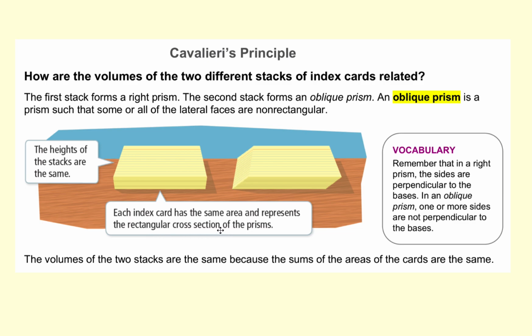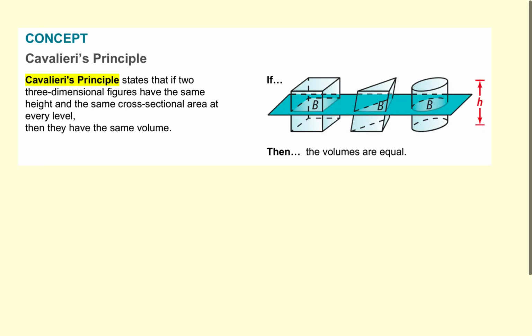If each card, each cross section, has the same area and the heights are the same, then we say the volume of the two stacks are the same because the sum of the areas of the cards are the same. This is called Cavalieri's principle. Again, if two three-dimensional figures have the same height, and if their cross sections all have the same area, then the conclusion is the volumes are all equal.